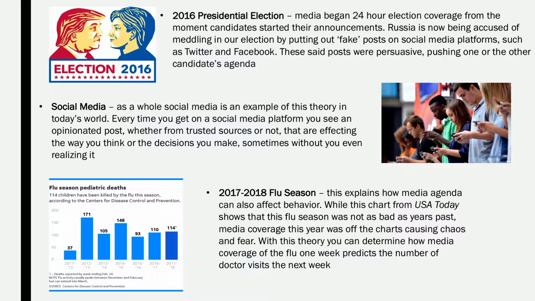3. The 2017-2018 flu season. This explains how media agenda can also affect behavior. While this chart from USA Today shows that this flu season was not as bad as years past, media coverage this year was off the charts, causing chaos and fear. With this theory, you can determine how media coverage of the flu one week predicts the number of doctor visits the next week.